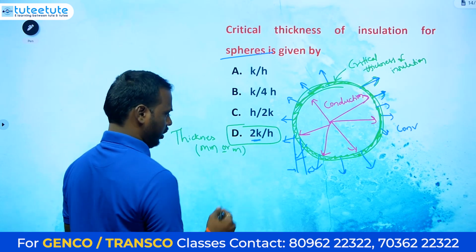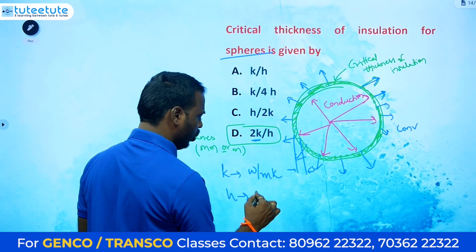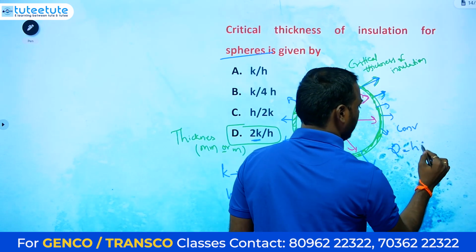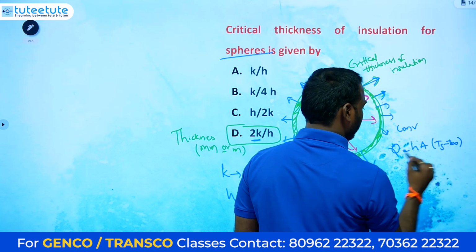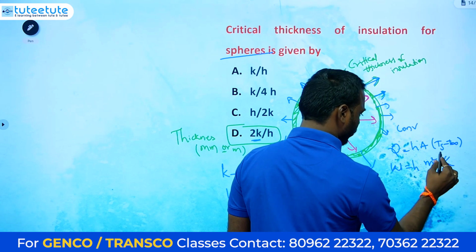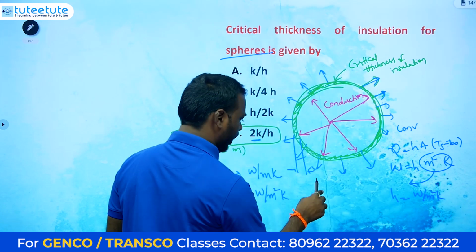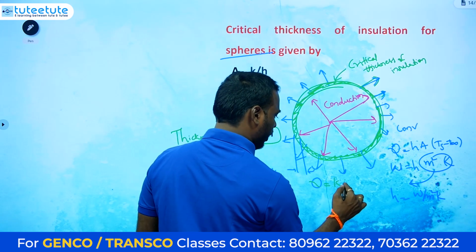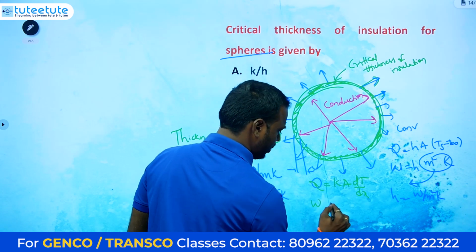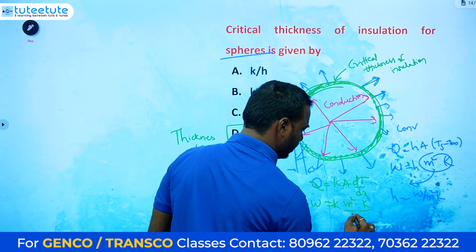So what are the units for this one? K units are watt per meter Kelvin, whereas H units are watt per meter square Kelvin. Just observe, Q is equal to H A delta T, that is Ts minus T infinity. Watt is equal to H times area, which is meter square, times temperature in Kelvin. So H units are watt per meter square Kelvin. Similarly, Q is equal to K A dT by dx gives watt is equal to K into A units meter square, dT units Kelvin, by dx meter.